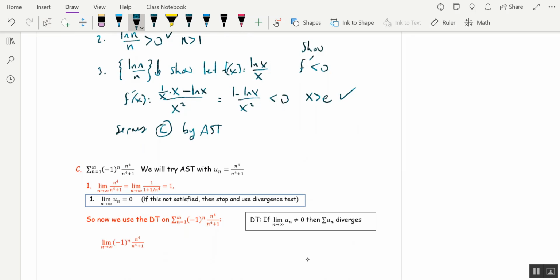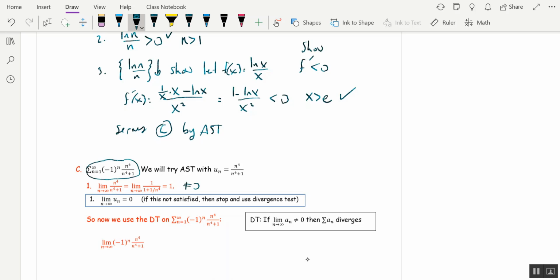Here we've got an infinite series. It's alternating. We're going to try the alternating series test with u_n equal to n to the fourth over n to the fourth plus 1. I say try because this will fail. Condition 1 is that the limit of the terms should be 0. Well, I took the limit of the terms, and you can read that computation there, and I got 1.